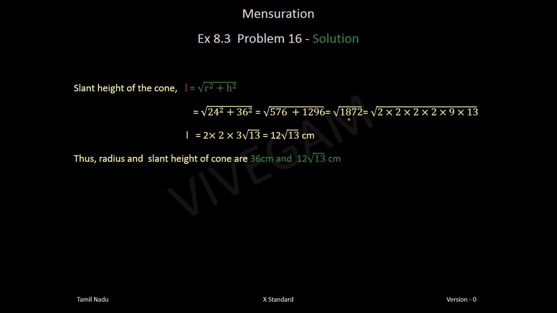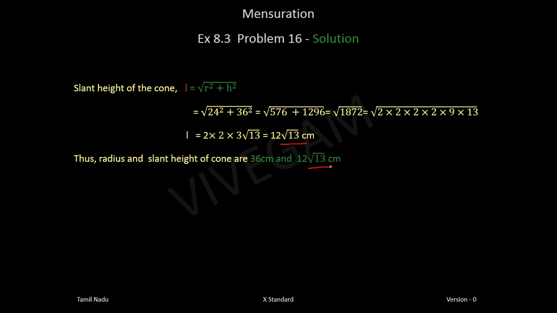The slant height is square root of 1872. This is factorized as 2 into 2 into 2 into 2, four 2s, and 9 into 13. You have to do the small division method and factorize it. Once that is done, four 2s are there, so two 2s can be taken. Square root of 9 is 3, and square root of 13 is not a whole number, so we'll keep it as square root of 13. So this becomes 2 2s are 4, 4 3s are 12. It is 12 root 13 centimeter. So the radius of the cone is 36 centimeter, which we calculated earlier, and the slant height is 12 root 13 centimeter. You got it?